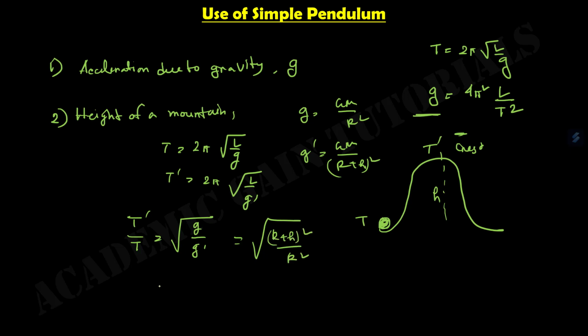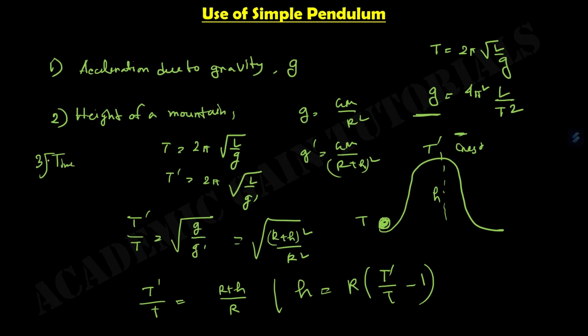Okay, so from that I can write T prime by T equals (r plus h) by r. Then if I want to find the value of h, I will get h equals r into (T prime by T minus 1). By this equation I can find the height of any mountain. So this is another use of simple pendulum. And the third use is time.